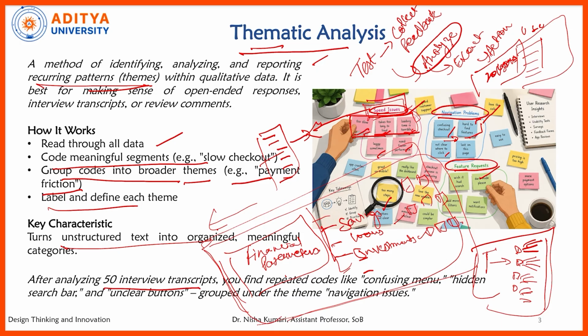For example, analyzing 50 interview scripts. Here I have mentioned that we find some repetitive codes such as confusing menu, hidden search bar, unclear buttons. So we grouped them all together under navigation issues. These are the different feedback we got from the users, and we clubbed and grouped those into one category, navigation issues. We are creating themes based on the same kind of nature of the statements or the data.